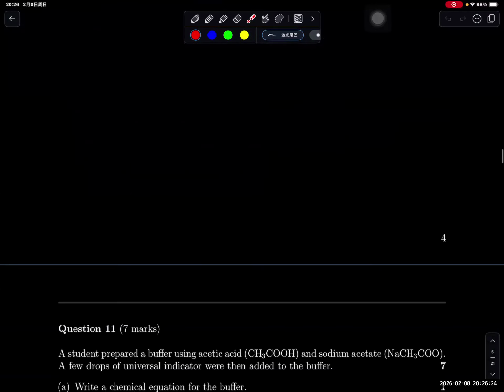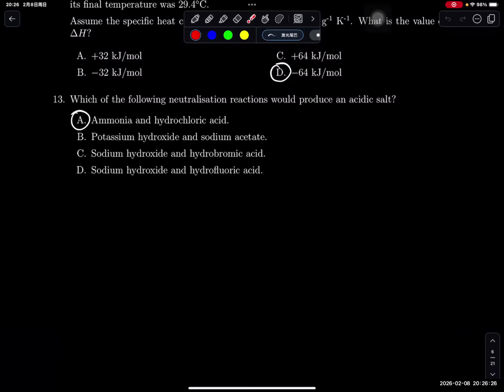And then the acidic part will be the ammonium, because ammonia is a weak base, so its conjugate acid is weak. Hydrochloric acid is a strong acid, so its conjugate base is extremely, extremely weak, so it's not even a base.